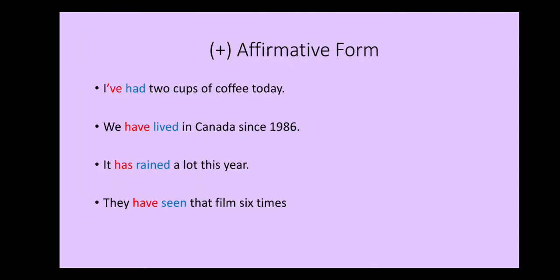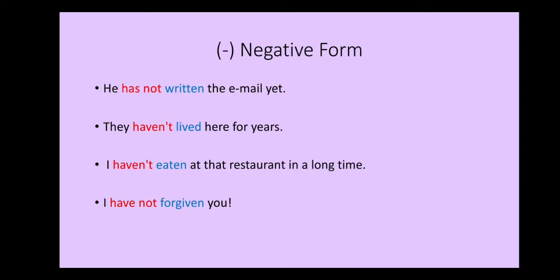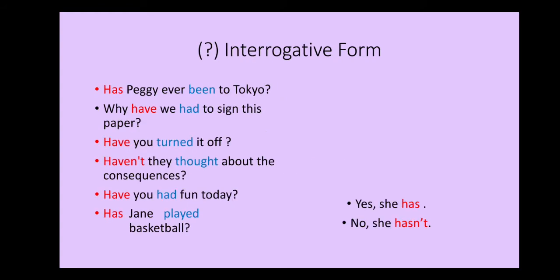Here you have some examples of the affirmative form. Let's take a look. These are some examples of the negative form of the present perfect. Let's take a look. And these are some examples of the interrogative form.